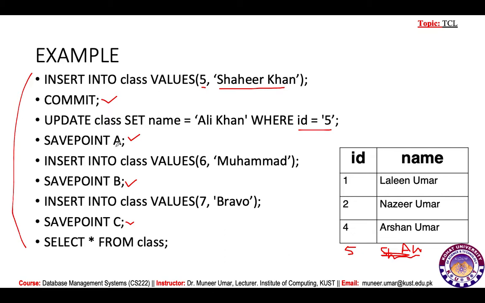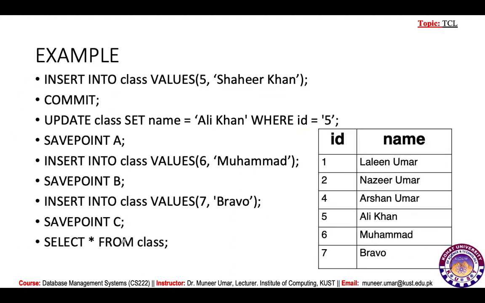After that, we have a save point, and just after the save point we are inserting another value with ID equal to 6, then save point B, and then we are adding one additional row in this table with the help of an insert query. Again we have a third save point named C, and at the end we have select star from class. So this entire code will give us this output.